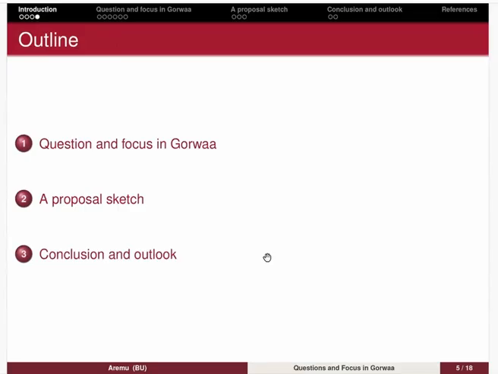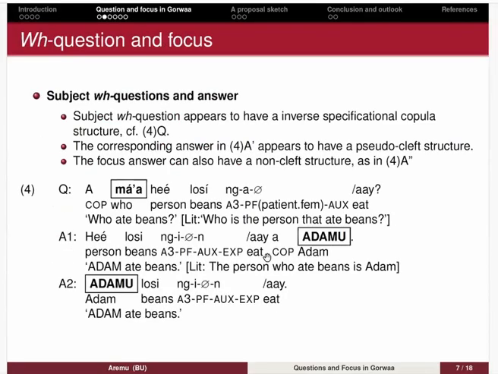Okay, so this is the outline. I will give you data on questions and focus in Gorwaa. So like a pair, question and answer. And then the proposed sketch or the proposal, and then conclude with outlook. So let's start with the first outline. Subject WH questions and answers in Gorwaa.